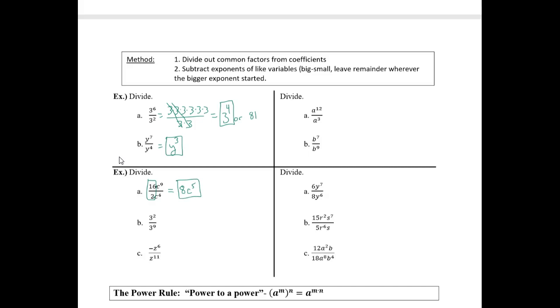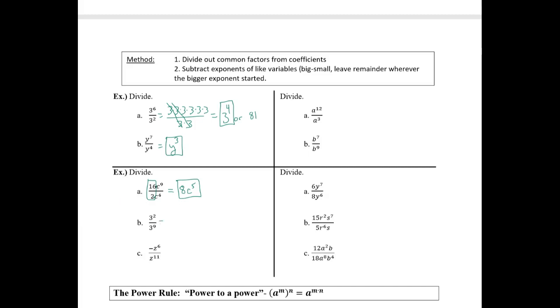Now all the examples we've seen so far with this quotient rule, there have been more of the variable in the numerator than in the denominator. So I had 7 y's in the numerator and 4 in the denominator. Now what happens if I have more in the denominator? Well, 2 of them will still divide out, but the leftovers will end up in the denominator.